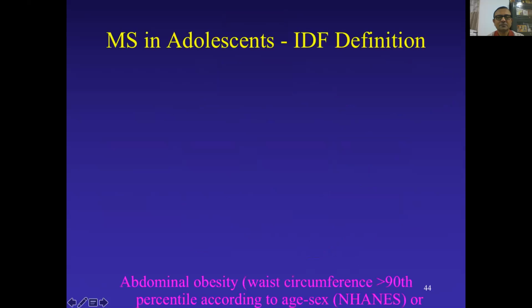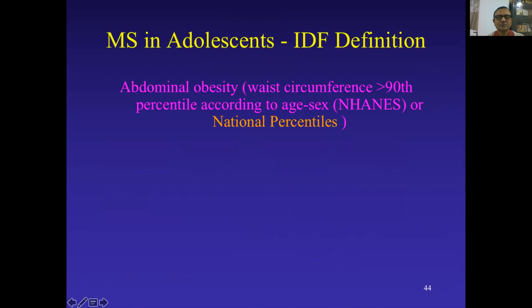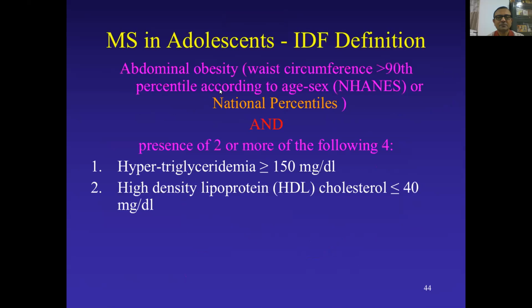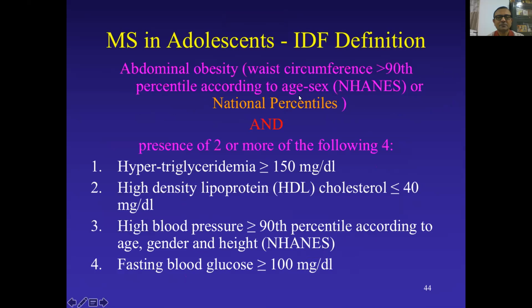Now, this is the most accepted definition of metabolic syndrome. As you can see here, you ought to have central obesity. So you either use the NHANES 90th percentile, or in places where national percentiles are available, you should use them. And presence of 2 or more of the following, like in the girl that I presented earlier: hypertriglyceridemia, low high density lipoprotein, high blood pressure, and fasting sugar more than 100. Any 2 of the 4 plus central obesity is metabolic syndrome.